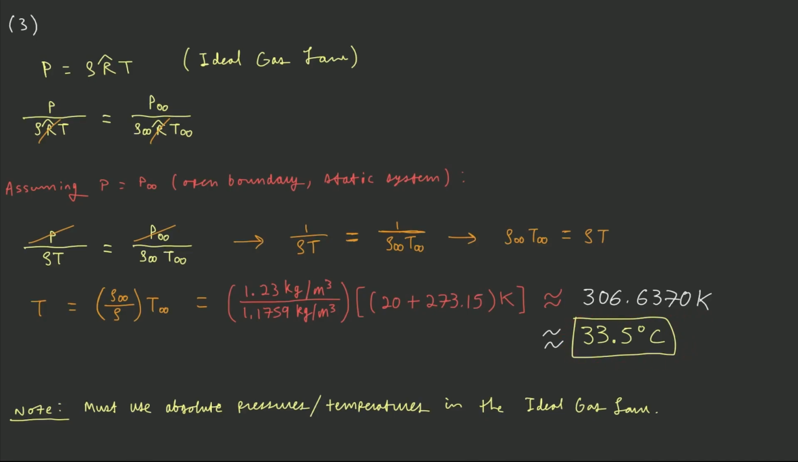So in other words, we need to heat the hot air in the hot air balloon until it has a temperature of approximately 33.5 degrees Celsius, because that temperature is associated with a volume that is sufficient enough for the buoyant force acting on the balloon to equal the weight of the balloon and for liftoff to be achieved.